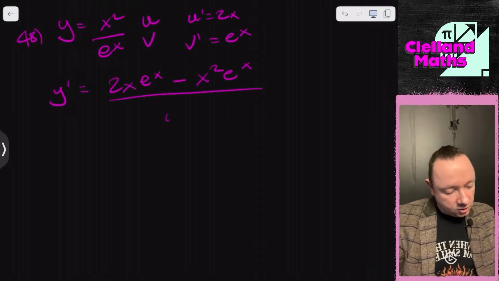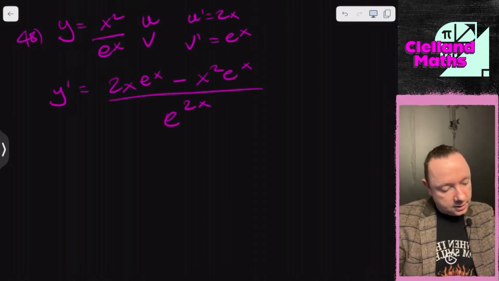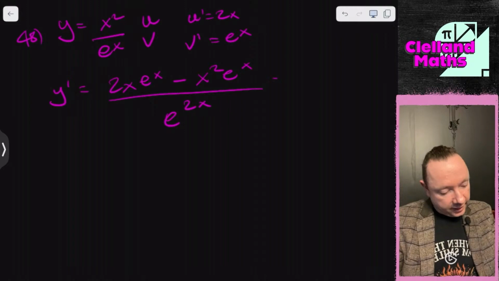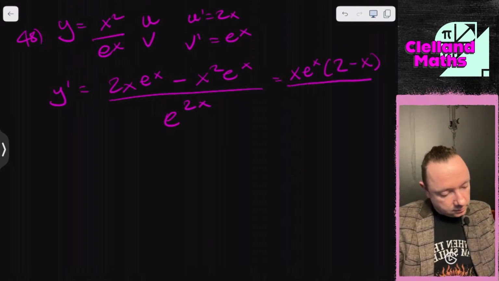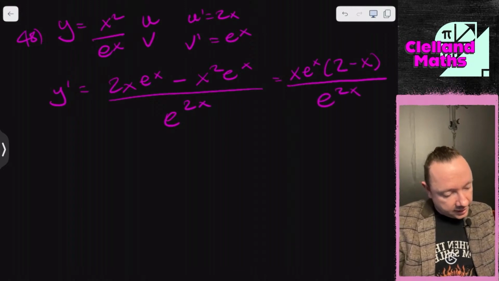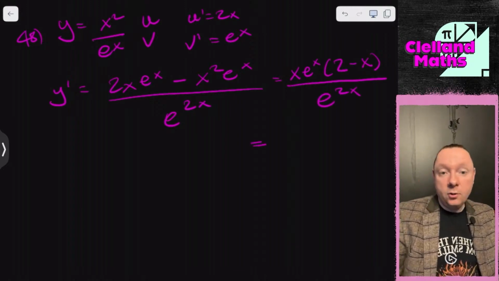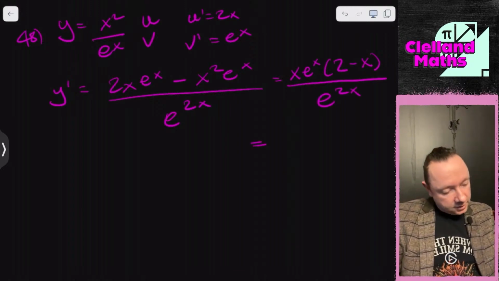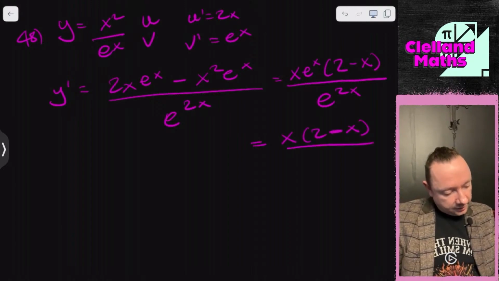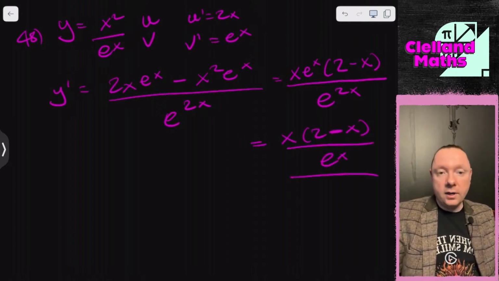Now e to the x squared is e to the 2x. So that gives me e to the x as a common factor on the top, and an x, of course, 2 minus x over e to the 2x. And then we can cancel an e to the x. So e to the 2x, remember, is e to the x times e to the x. So that gives me x, 2 minus x over e to the x. And we're done there for 48.